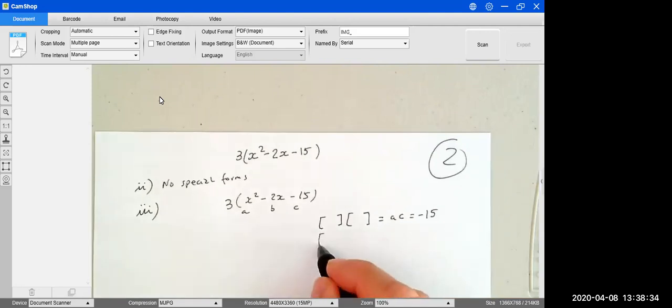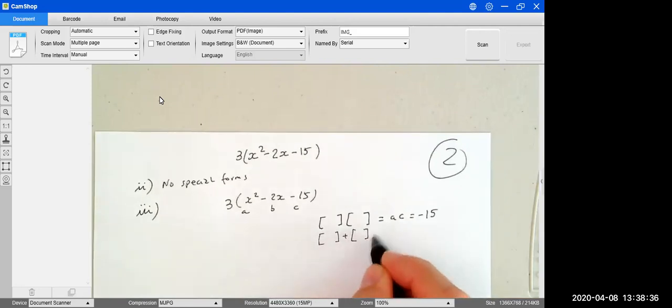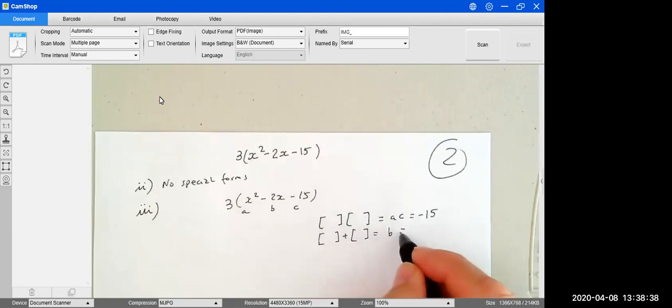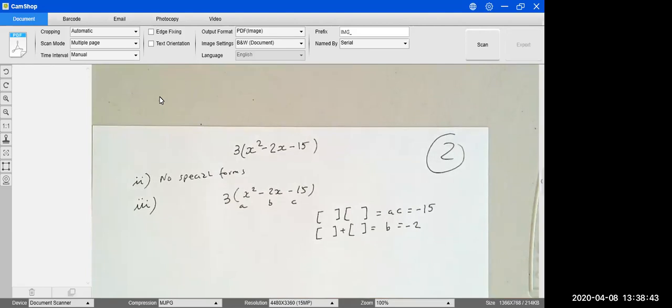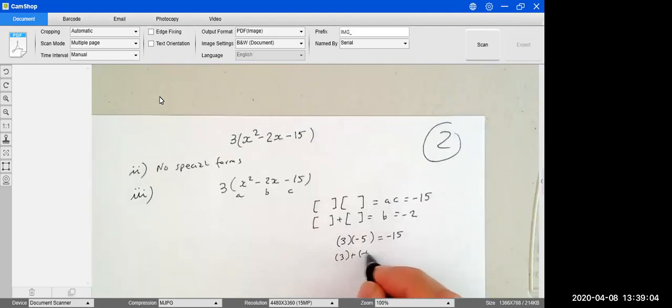And also those two numbers, when you add them up, you're going to get the middle term, b, which is negative 2. So we are looking for candidates. So factors of negative 15, so those factors are 3 times negative 5 is going to give you a negative 15, but the sum is going to be positive 2. So 3 plus negative 5 is going to be negative 2.